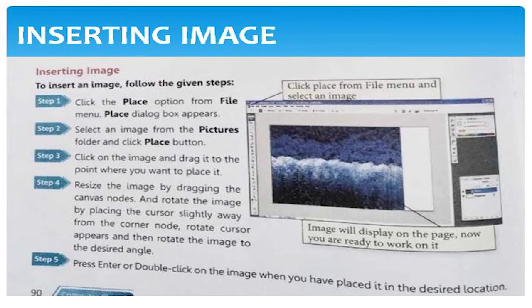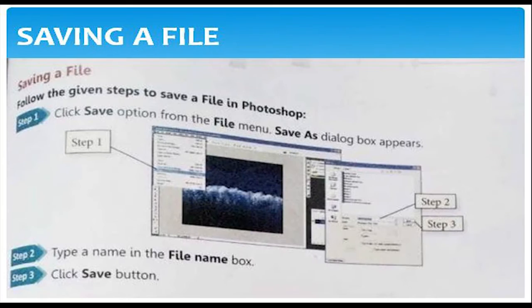Resize the image by dragging the canvas nodes, and also rotate the image by placing the cursor slightly away from the corner node. Next one is, press enter or double click the image when you have placed it at the desired location. Next one is saving a file.